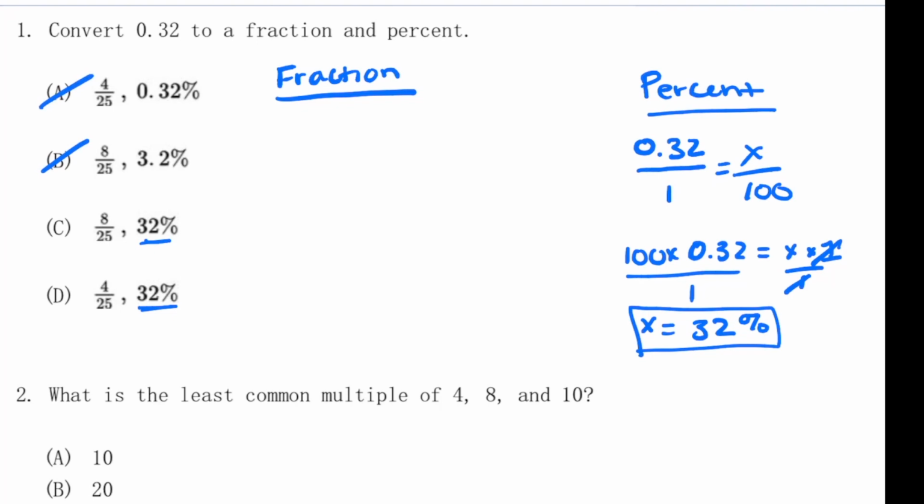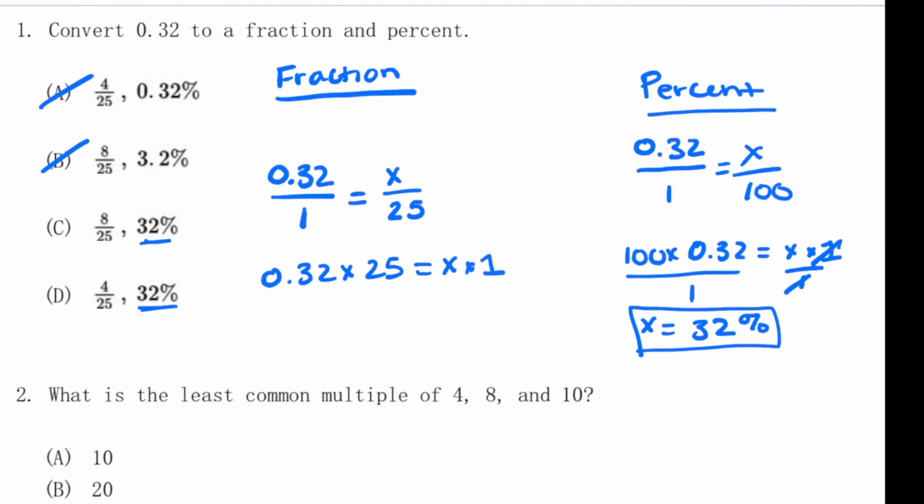So let's move on to figuring out what it is as a fraction. So if 0.32 is a fraction, it's going to be 0.32 over 1, just how we started with the percentage. And then we are going to set that equal to x over 25 because both of our choices have 25 as the denominators. So we are going to do that same cross multiplication.